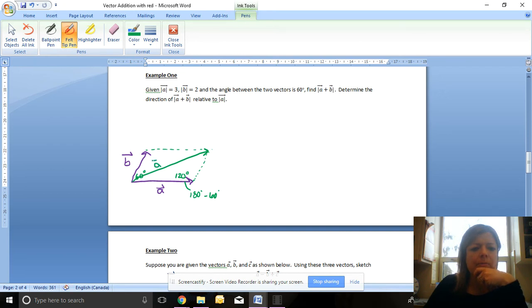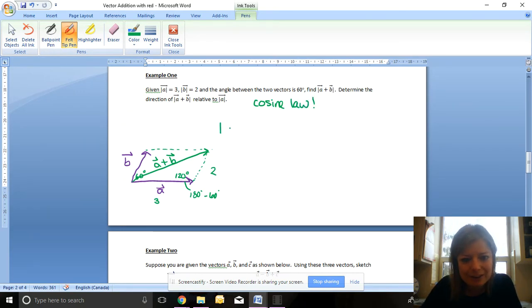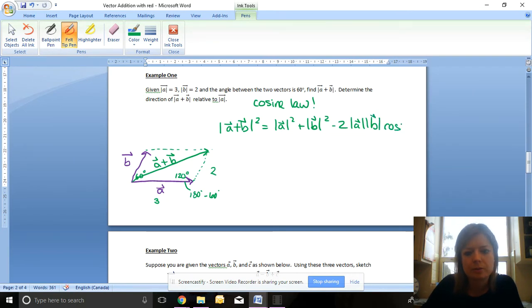So how big is this line A plus B? We're going to use the cosine law because we know that this is 3 and this is 2 and the angle is 120. You're like, Mrs. Weens, what is the cosine law? Well, don't worry, I will remind you right now. So the magnitude of A plus B squared is equal to the magnitude of A squared plus the magnitude of B squared minus 2 magnitude of A, magnitude of B, cos 120 degrees.